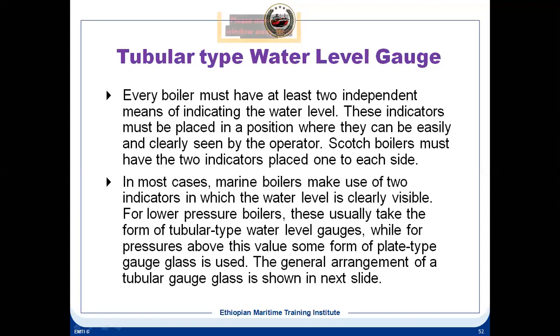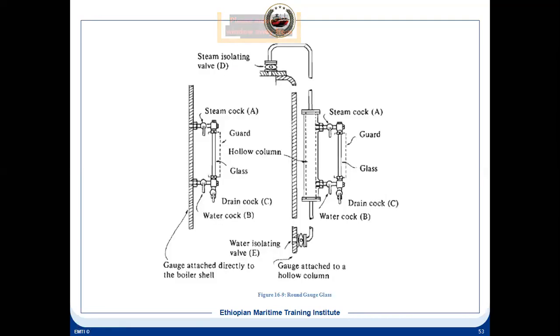For low pressure boilers, you can use this tubular type water level gauge glass. We were talking about this earlier, tubular type and plate glass type. So for low pressure boilers, they are usually in the form of tubular type water level gauge glasses, while for higher pressures, some form of plate type gauge glass is used. The general arrangement of a tubular type is as shown here.